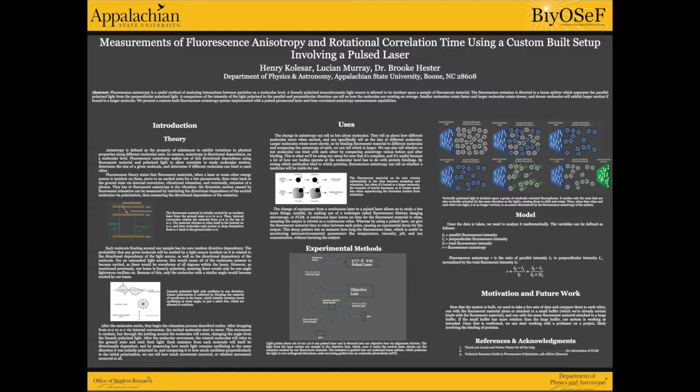So the key to fluorescence anisotropy is the vibrational aspect of the relaxation. The Brownian motion caused by the fluorescent relaxation can be measured by restricting the dependence of the excited molecules via linear polarization, and then measuring the directional dependence of the emission. Each molecule floating around our sample has its own random directional dependency. The probability that any given molecule will be excited by a light source incident upon it is related to the directional dependence of the light source, as well as the directional dependence of the molecule.